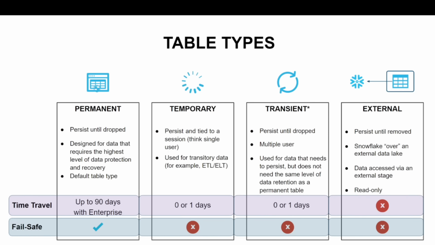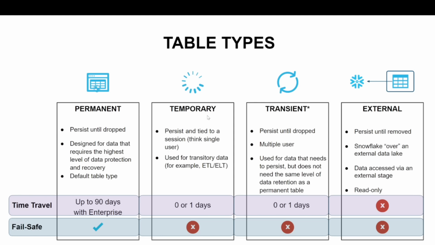It also includes a fail safe. Fail safe is this: if you have, let's say, a time travel period of 90 days and you were not able to recover the lost data within those 90 days, there is always a 7 day grace period from where you can retrieve the data through the fail safe option. So these are the different features of time travel and fail safe in terms of a permanent table.